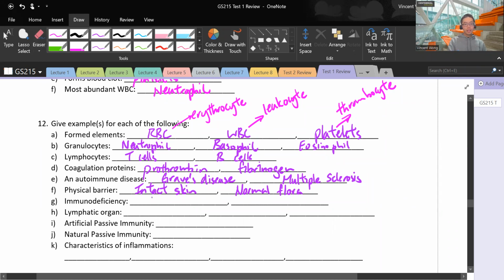Immunodeficiency, there is AIDS, which is considered secondary because you have to contract it, you have to catch it after birth. And then there is the primary immunodeficiency, which is something that you would be born with. And that's the bubble boy, right? SCID, severe combined immunodeficiency.